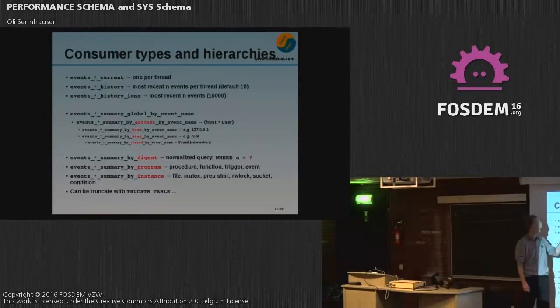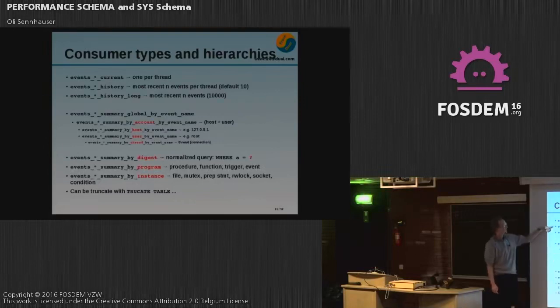In events_statements_history, the most recent 10 events per thread are collected. That means the 10 most recent statements for every thread are collected here. You can configure it. And history long means the most recent 10,000 events are collected. In this case, the most recent 10,000 queries are collected in that table.